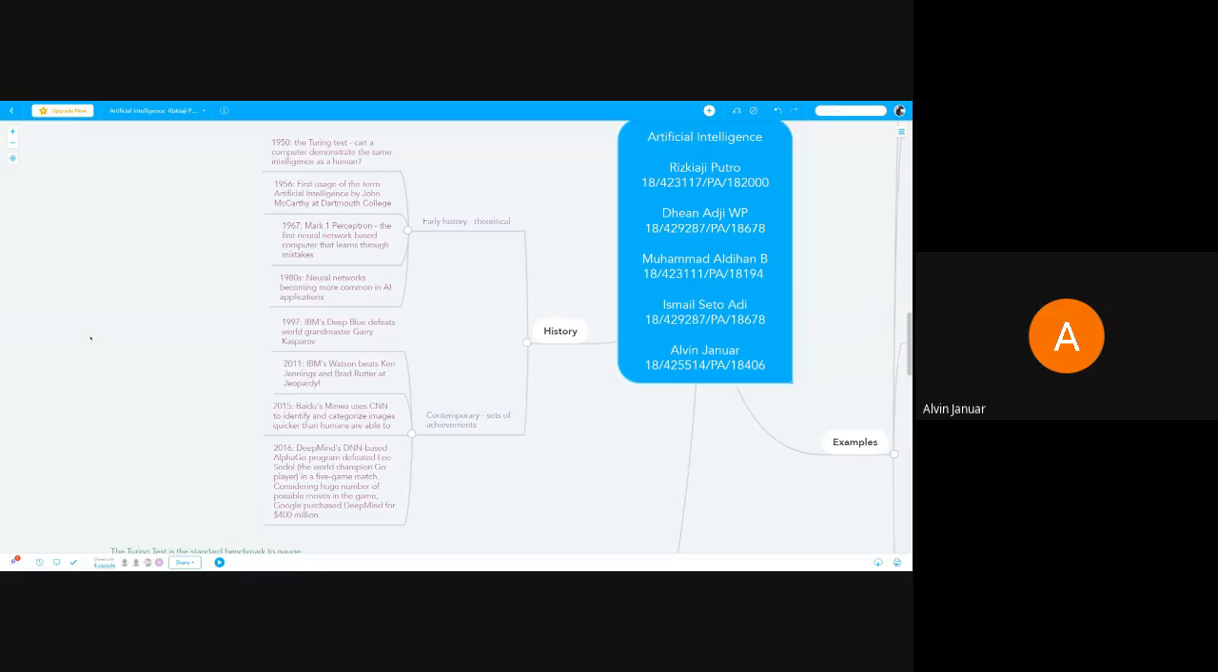So let's look back at the 1950s. He made the Turing test. What is the Turing test, you might ask? Well, the Turing test is about whether a computer can demonstrate the same intelligence as a human. It has been debated ever since whether the test was valid or not.